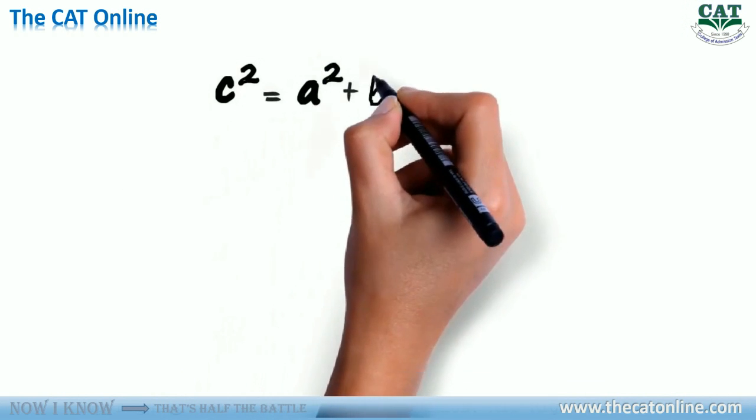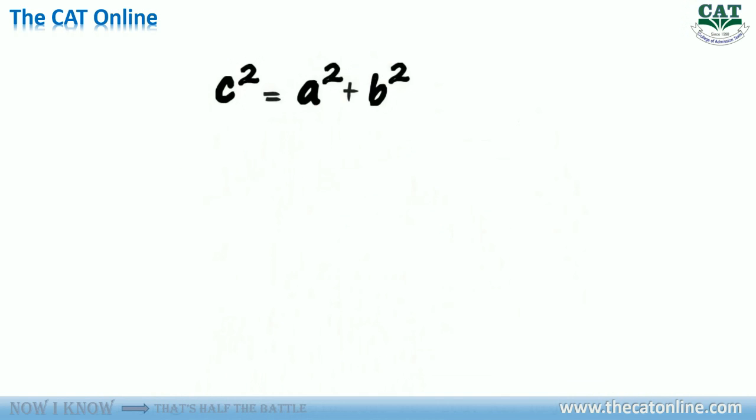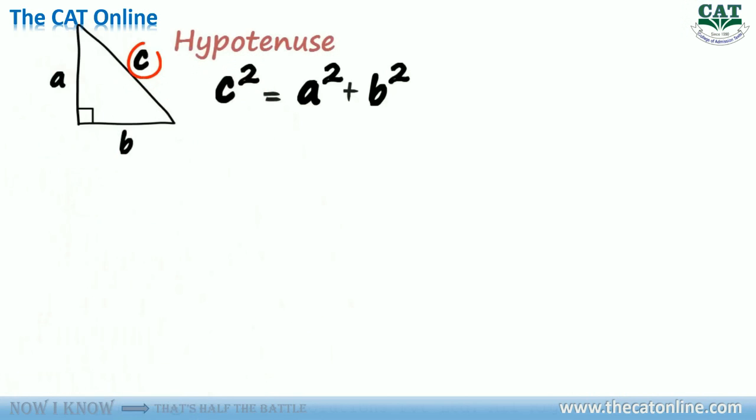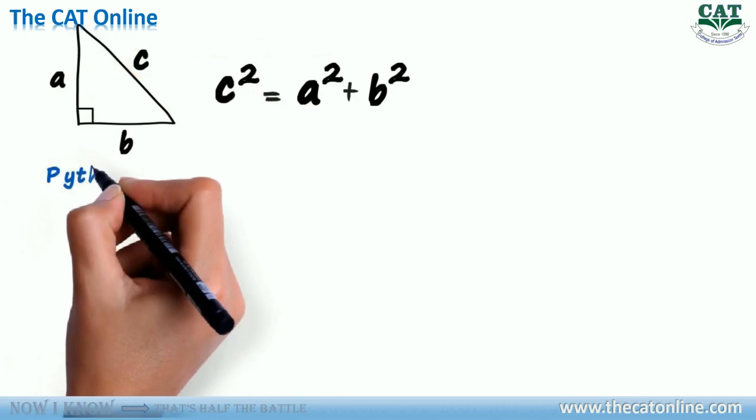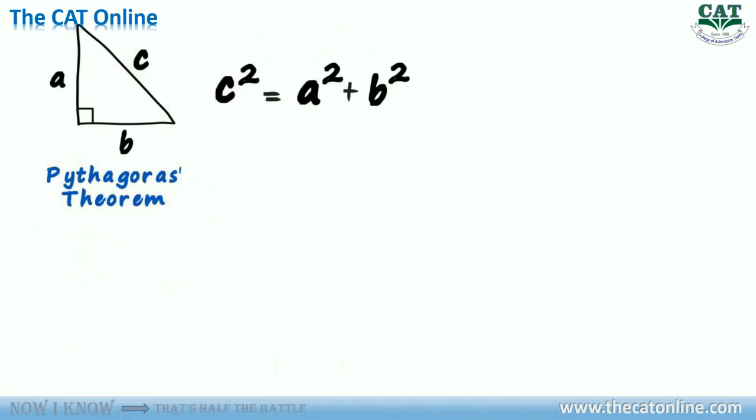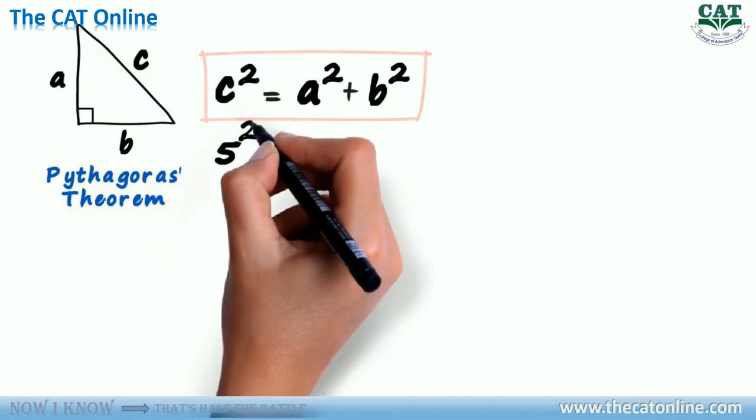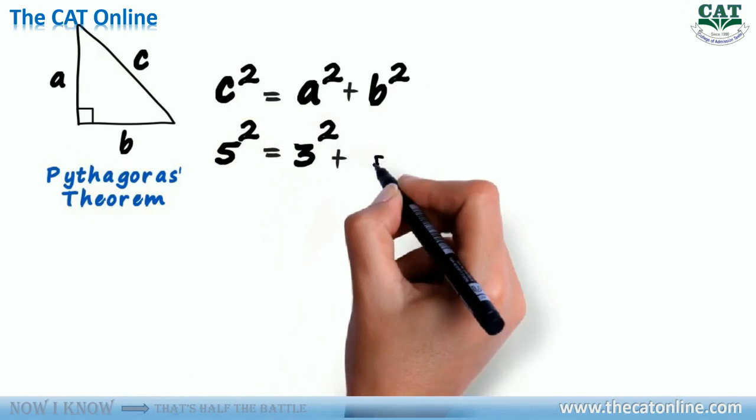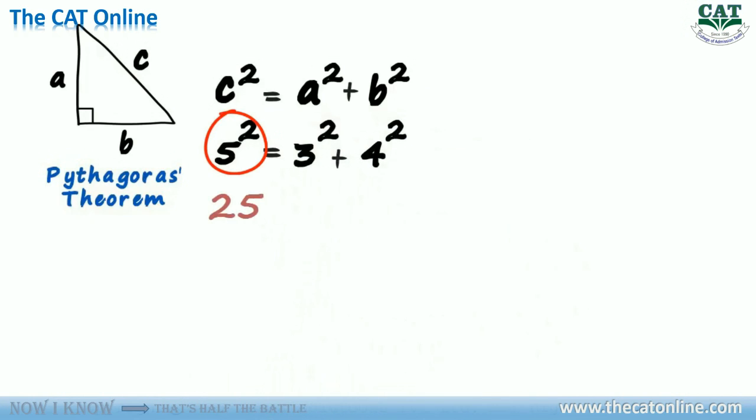Let us just look at the formula. C squared is equal to A squared plus B squared. This holds true in a right triangle with sides A, B and C, where C is the hypotenuse. This is called the Pythagoras theorem. Let's try out something interesting. We look at different combinations of numbers which satisfy this formula. We can say 5 squared is equal to 3 squared plus 4 squared. 5 squared is 25 and it is equal to 9 plus 16.